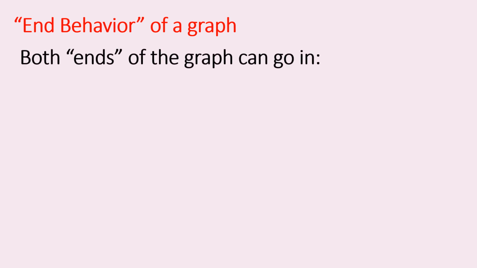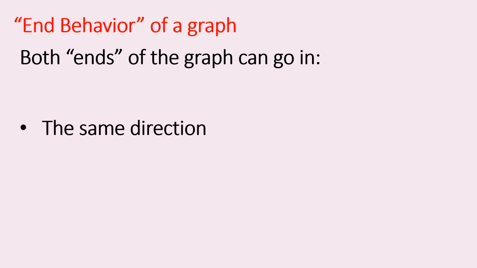Simplified, end behavior is what we see when we look at the ends of the graph, the left side or the right side. Are they both going up, for example? Or maybe they're both going down. Or maybe the left side's going up and the right side's going down. So both ends of the graph can go in the same direction.